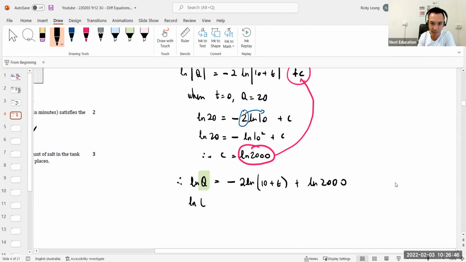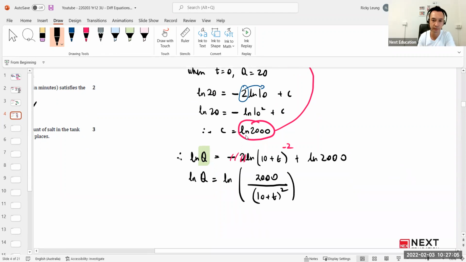So ln q. So bring that power upstairs. So basically this becomes -2, and then plus means I times, so that's ln 2000 over 10 plus t squared. Therefore, q equals, because they're both logs, get rid of logs. Essentially exponential both sides.